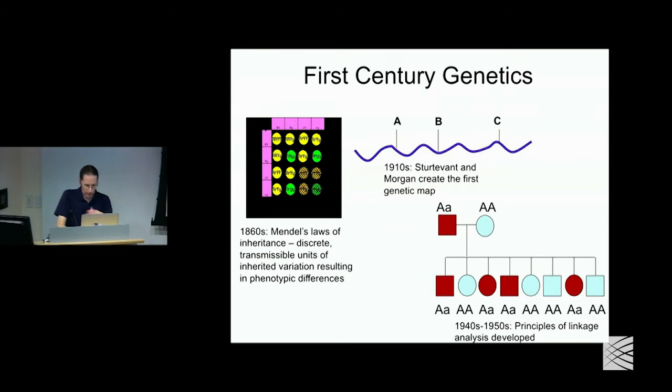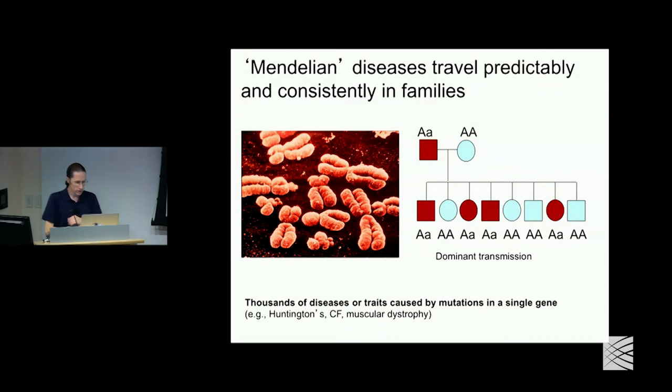And why this became such an active field was, as I mentioned earlier, that it was clear that many diseases actually traveled predictably and consistently through families.